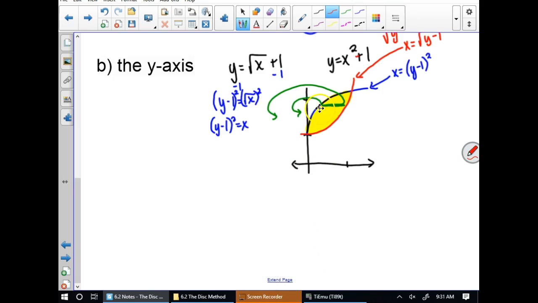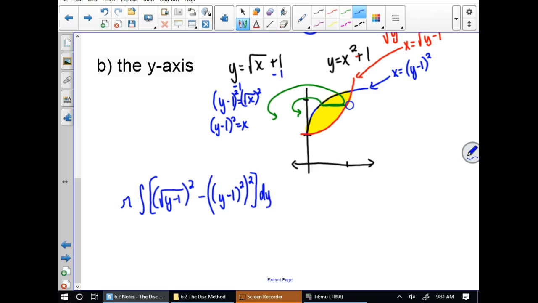Okay, so whenever we look at that section that we're rotating around, which one is the outside radius, the red line or the blue line? The red would be on the outside, right? So we would have pi, we would integrate, we would have the outside radius, which is the red, so that's square root of y minus 1 squared. And then we'll have the inside radius, which is the blue here, so that'll be y minus 1 squared, squared. And we'll put a dy out here.